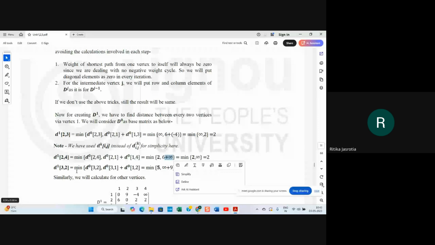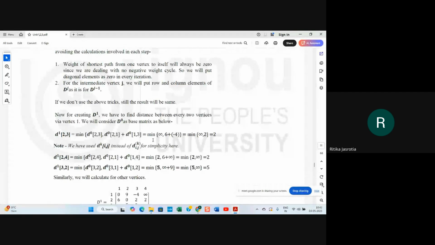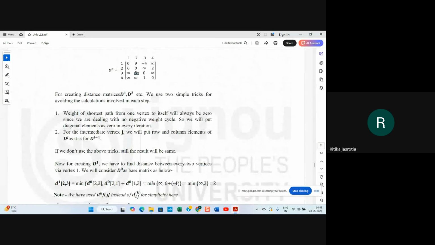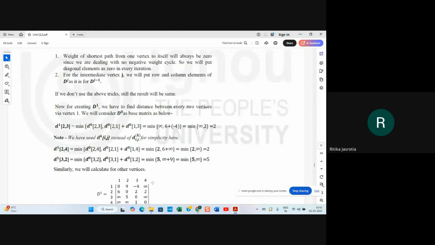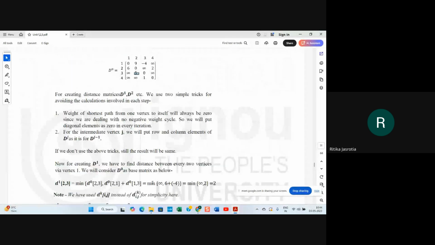Then 3, 2. The value earlier at 3, 2 is 5. And the values we have to take are 3, 1 and 1, 2. 3, 1 is infinity and 1, 2 is 9. So it will be 5 only. This way they have found the matrix: 0, 9, minus 4, infinity; 6, 0, 2, 2; infinity, 5, 0, infinity; infinity, infinity, 1, 0. Some elements have changed, not all the elements have changed.